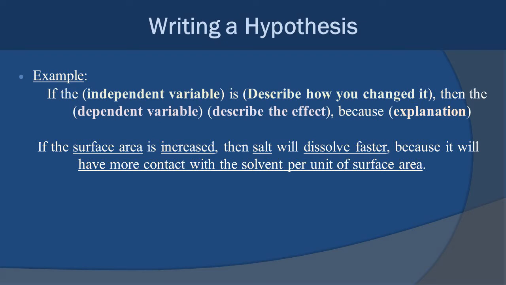So let's walk through this in an actual hypothesis statement. If the surface area is increased, then salt will dissolve faster because it will have more contact with the solvent per unit of surface area. So in this case, if the surface area is increased, that is the independent variable, and that is how we are changing it. We're increasing the surface area. Then the salt will dissolve faster. So the salt dissolving is the dependent variable. How fast is it going to dissolve? And the explanation has to do with more contact with the solvent, which happens to be water, which is the universal solvent.